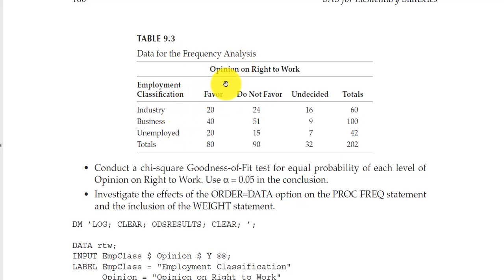And then opinion on right to work, they either favor, do not favor, or they're undecided. The totals here on the right are the totals for each row, and at the bottom is the total for each column, and of course then a grand total for the 202 observations here. Now I've oversimplified things here a bit, just categorizing their classification in these three levels, and we could have other businesses or educational fields included here.